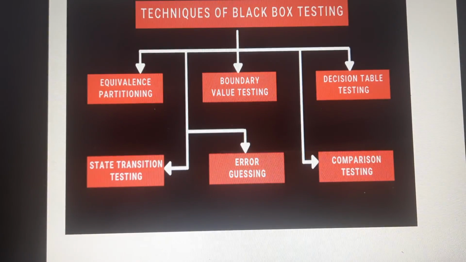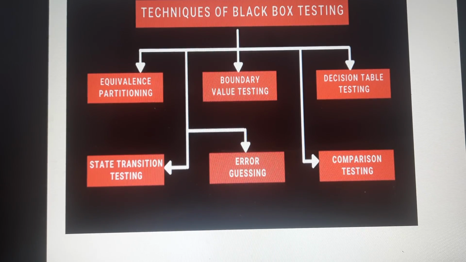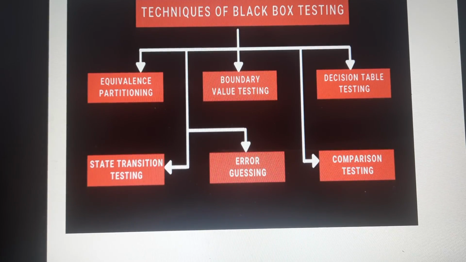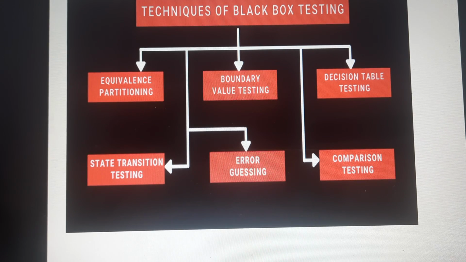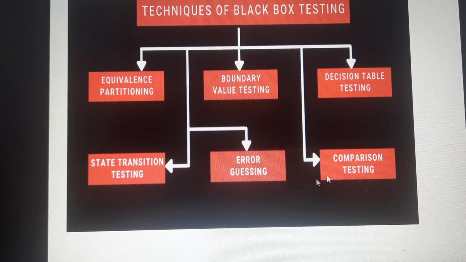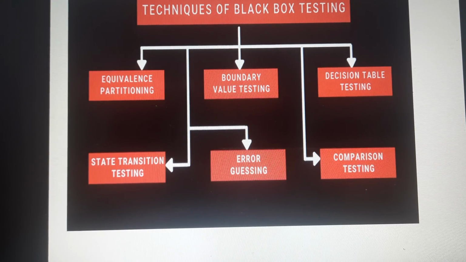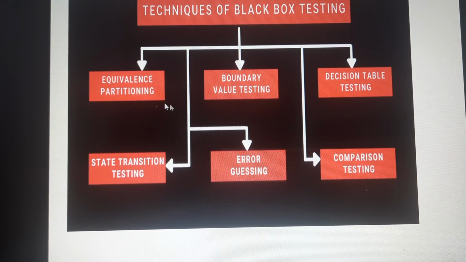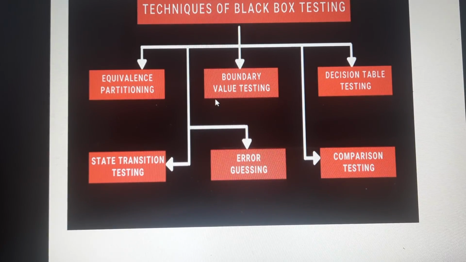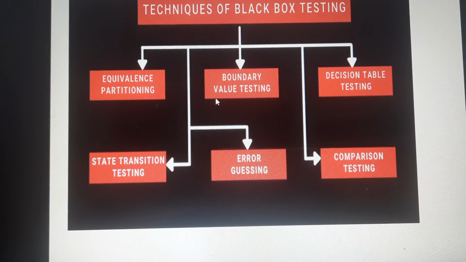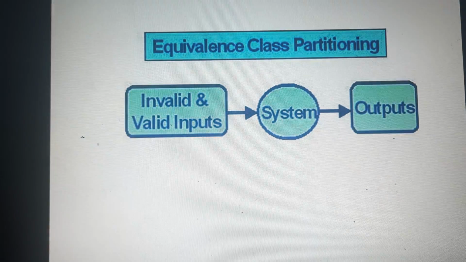Okay. Now next, the very important part: first you have written what you mean by black box, the diagram of black box, example of black box. Then you have to write down the types of black box, means the techniques. Now these are the various techniques, but in our BCS syllabus we have only 2 points: the first one is equivalence partitioning, and the second one is boundary value testing. What is it? Let's see.